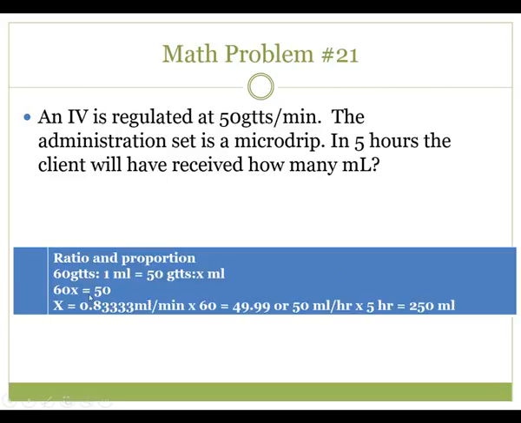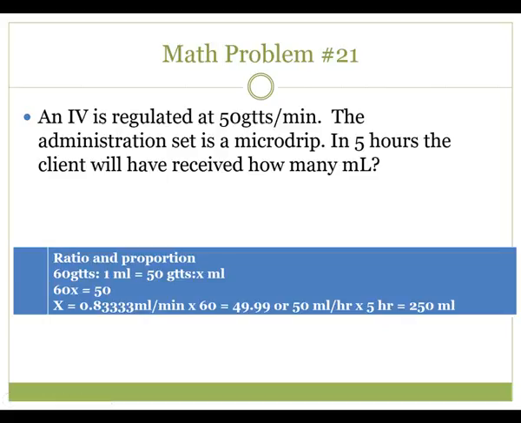You solve for that, and it comes out that X is 0.8333 mL in a minute, because we're giving him 50 drops in a minute. So 50 drops is 0.8333 mL. So that's how much we're giving him in a minute. Multiply that by 60, and it gives you 49.99, which is 50 mL an hour, basically. Multiply that times 5 hours, then you've got 250 mL in 5 hours.